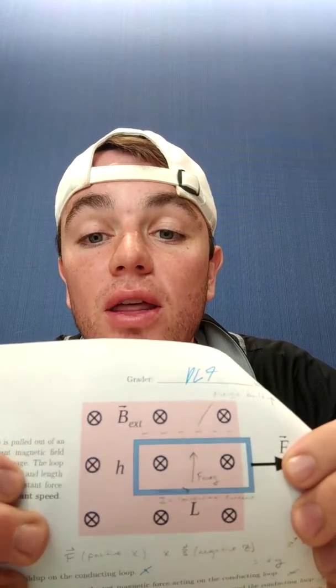This is the diagram that I'm going to be talking about. I drew it a little bit bigger so we can see it when I start explaining what's going on. I'm just going to go ahead and read the question. A conducting loop is pulled out of an area with a constant magnetic field, B sub ext, pointing into the page. That is why all those X's are there on those circles. The loop has a resistance R, a height H, and a length L, and is pulled with a constant force F at an unknown constant speed.